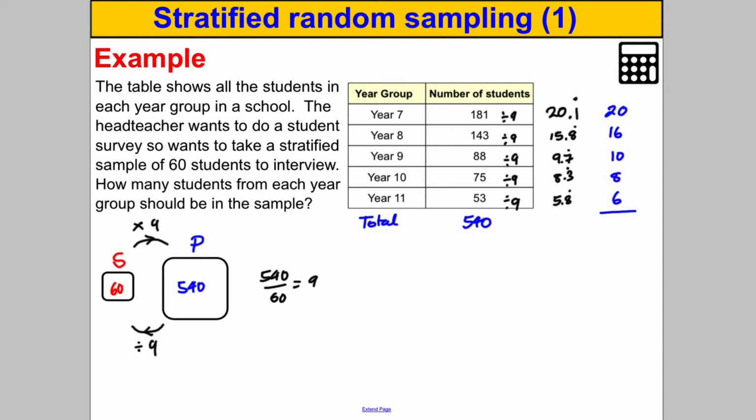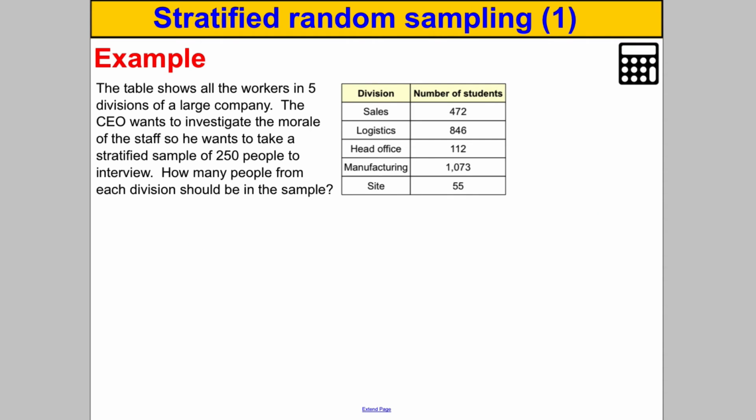And when you do that, you must check these add up to 60. Sometimes the rounding might make you add up to something other than your sample, where you'd have to do an adjustment. So double check, that's the 36, 46, 54 and 60, you're done. So these are your sample and you're done. Okay, next one. Pause, have a go.